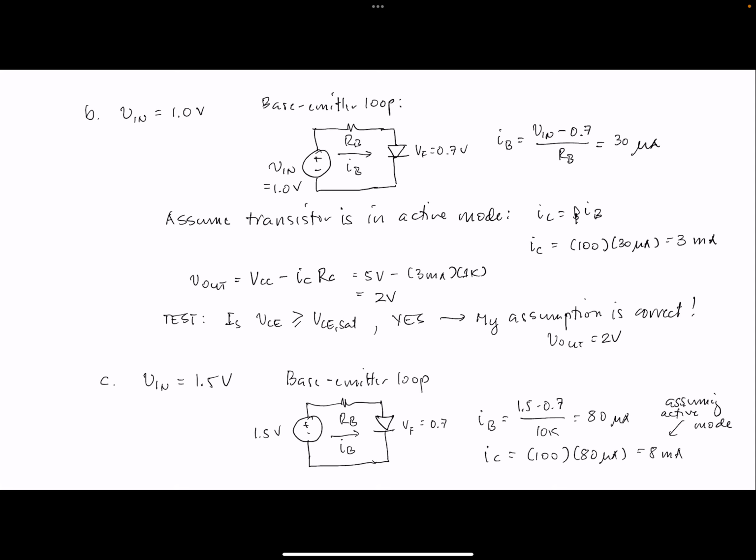Right? Because it's only in active mode where we can use the formula IC is equal to beta times IB. So assuming active mode, what is V out going to be? This is VCC minus ICRC. Okay, that is 5 volts minus 8 mA times 1K. I'm going to get negative 3 volts.